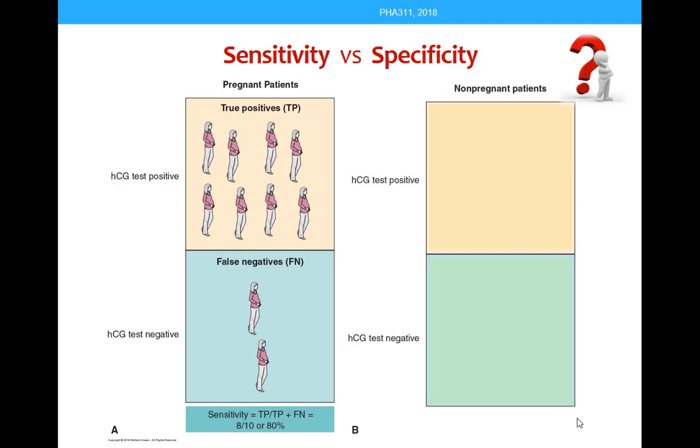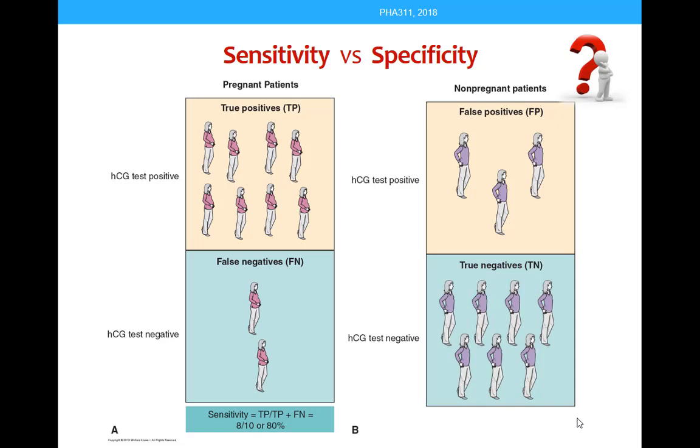Now we have non-pregnant patients. When you do the beta HCG test on non-pregnant patients, it should be negative all the time, right? But that's not the case. There are 3 out of 10 who actually show a positive result. They are not pregnant, but the test result tells you they are pregnant. In the remaining 7, the HCG test is negative. So these are the true negatives, and this is the false positive. When you calculate this, you take all the true negatives, divide them by the total number of patients. The answer comes to 70%.